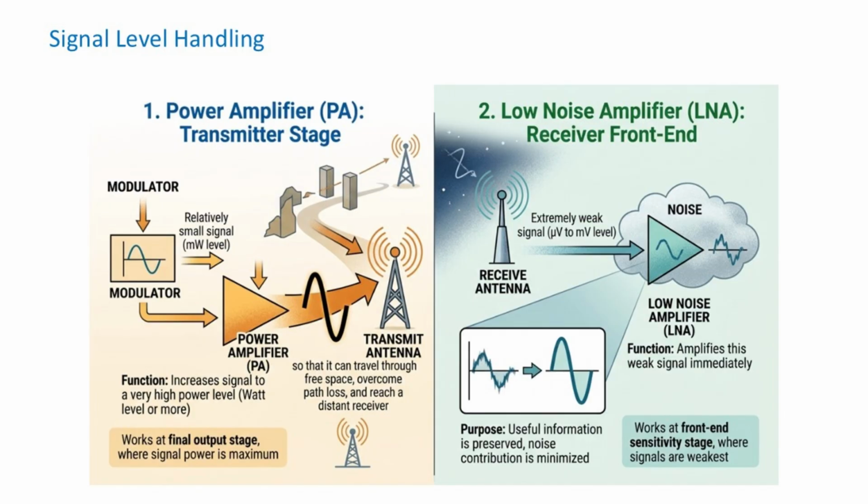At the receiver side, the signal from the antenna is extremely weak, in the microvolt to millivolt range, and easily buried in noise. The low noise amplifier amplifies this weak signal right after the antenna while adding minimal noise, preserving the useful information. That's why the LNA is placed at the front end. So the key idea is simple. PA boosts a relatively stronger signal for transmission, while LNA boosts a very weak signal for reception without degrading it. In short, PA handles power delivery and LNA handles signal recovery from noise.